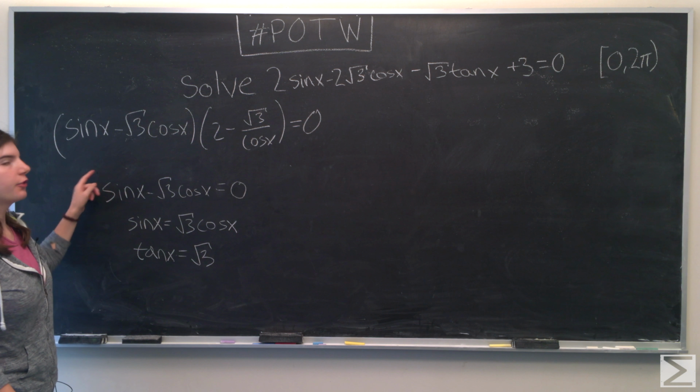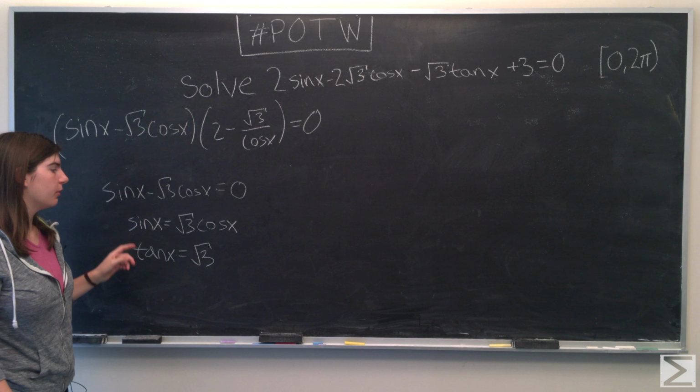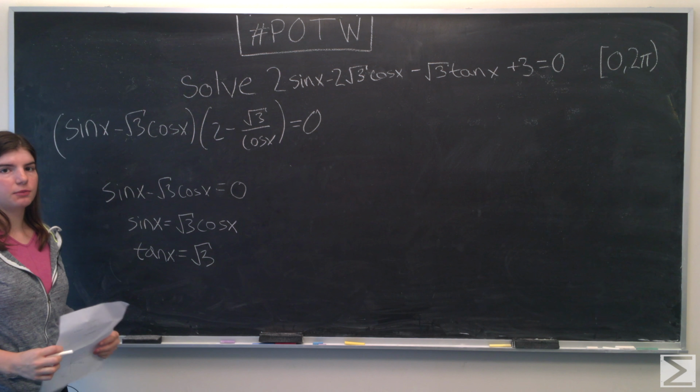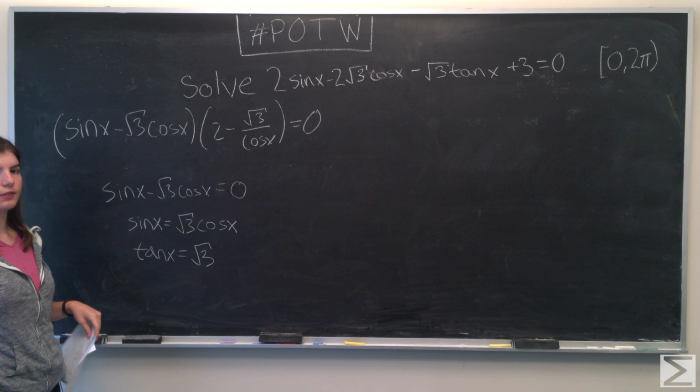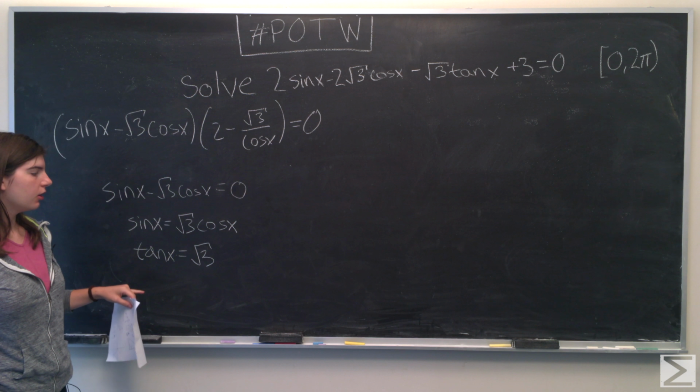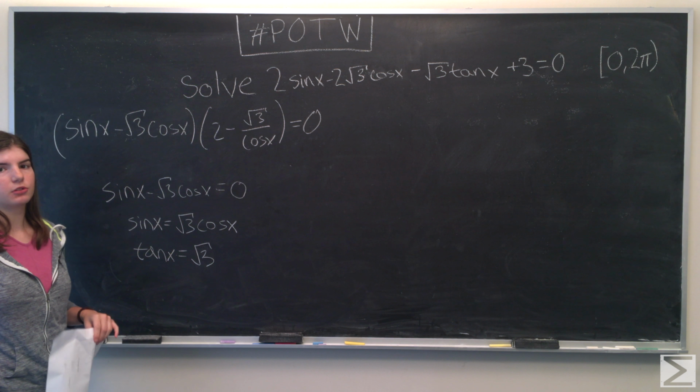Alright, so setting the first factor equal to 0, add square root of 3 cosine of x to both sides, and then divide both sides by cosine of x, and sine over cosine is tangent, so we have tangent of x equals the square root of 3. We have to look at our unit circle to see when the tangent of x is equal to the square root of 3.